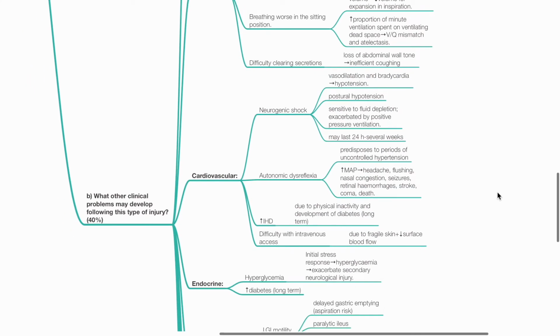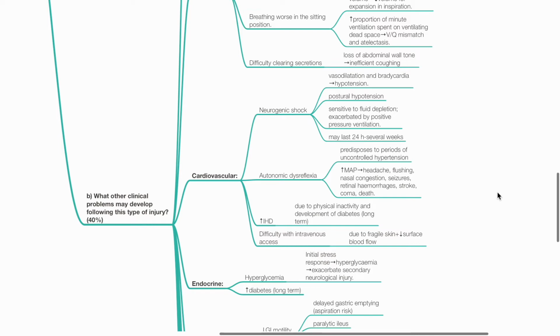Cardiovascular problems. Neurogenic shock causes vasodilation and bradycardia, which leads to hypotension. Postural hypotension is prevalent. Spinal cord injury patients are sensitive to fluid depletion. Hypotension is exacerbated by positive pressure ventilation. Neurogenic shock may last 24 hours to several weeks.